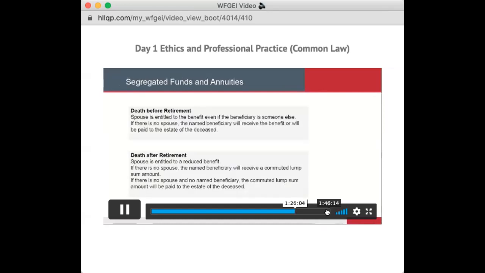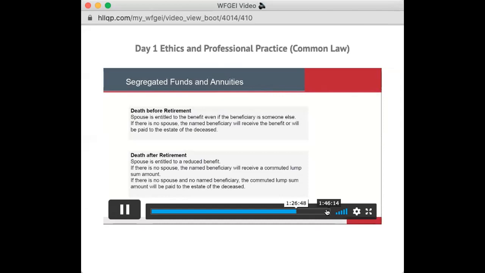When a person dies and has a segregated fund or annuity, again, here it's a little bit different than most people are aware, okay? So this is death before retirement, for retirement seg funds or annuities. The spouse is entitled to the benefit, even if the beneficiary is someone else. If there is no spouse, the named beneficiary will receive the benefit, or it will be paid to the estate of the deceased. In other words, even if my son, let's say, is the beneficiary of my seg fund or my annuity, but I also have a spouse and I die, my spouse takes precedence over the beneficiary. If there is no beneficiary, then of course it will go to the estate or whatever the case may be.